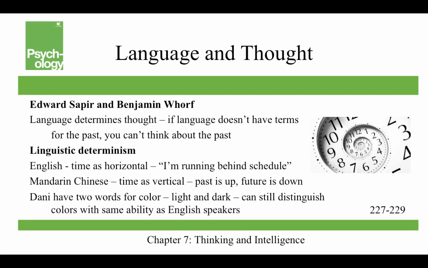So in English, we see time as being horizontal, that I'm running behind schedule. Or you might say time flies like an arrow, but fruit flies like a banana. And that's an old Groucho Marx joke. In Mandarin Chinese, though, they may see time as being vertical, so that the past is up and the future is down.